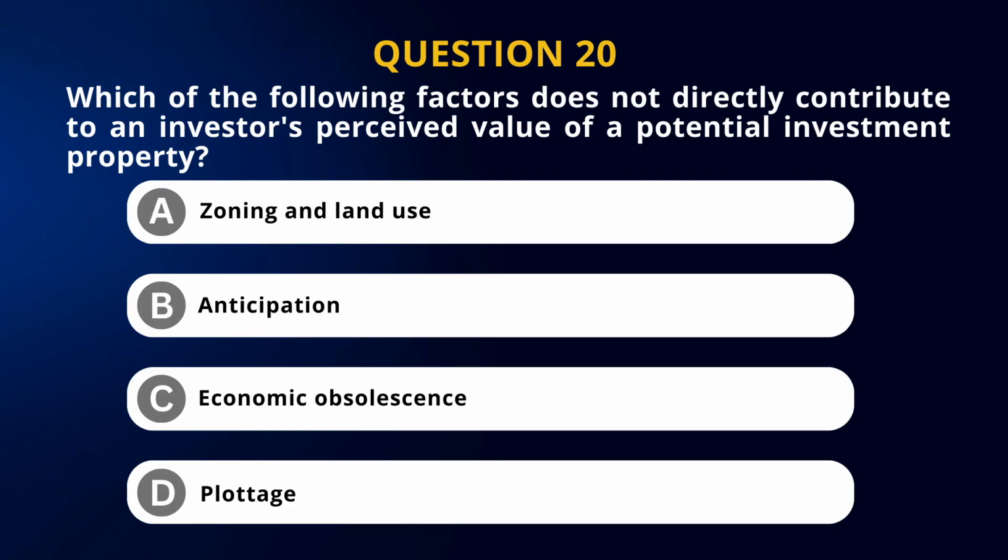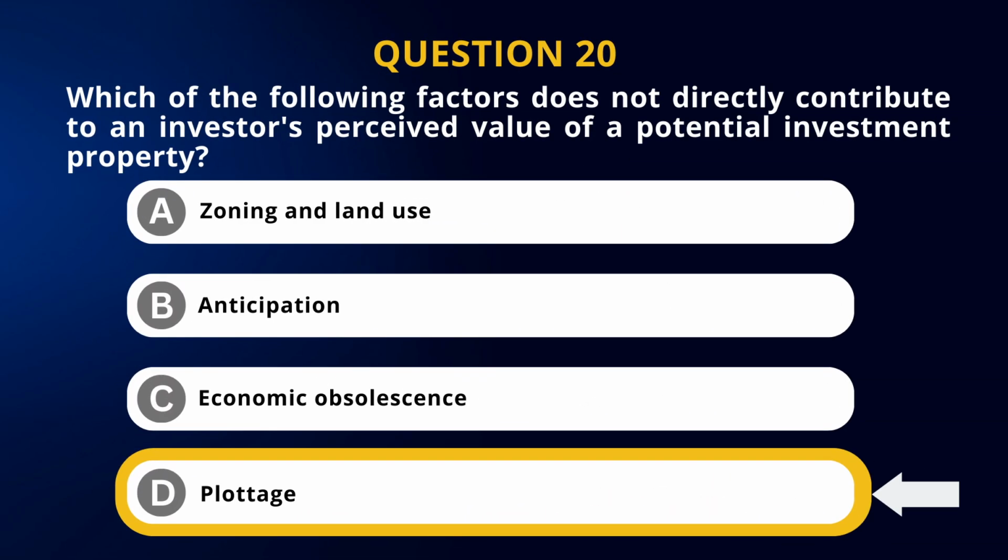Question number 20. Which of the following factors does not directly contribute to an investor's perceived value of a potential investment property? Letter A, zoning and land use. Letter B, anticipation. Letter C, economic obsolescence. Letter D, plottage. And the answer? Letter D, plottage.